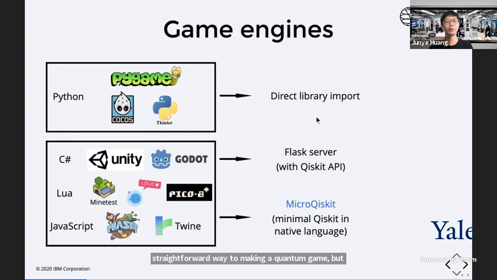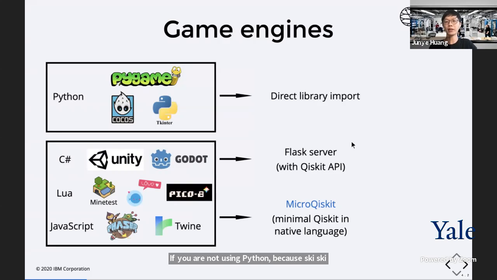But because they are not very mature game engines, the game that you make will be quite primitive, like QPong. It looks like really old stuff. If you want to make something fancier or more realistic, like your mobile phone game or an AAA game, then you need a real game engine like Unity or Godot or some other more interesting engine in various languages. And there are two ways that you can make this kind of game if you are not using Python, because Qiskit is only in Python.